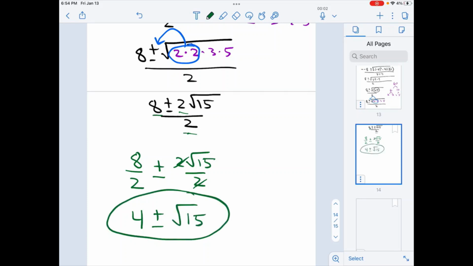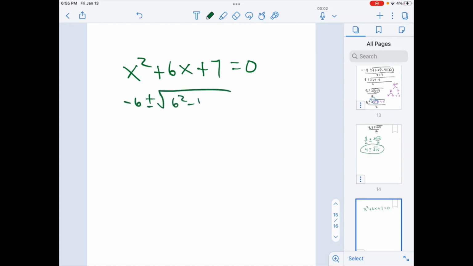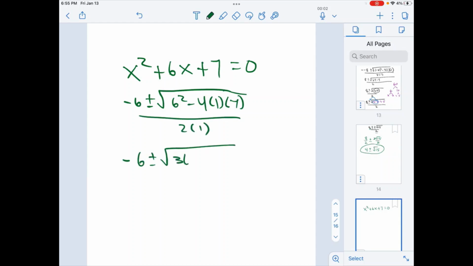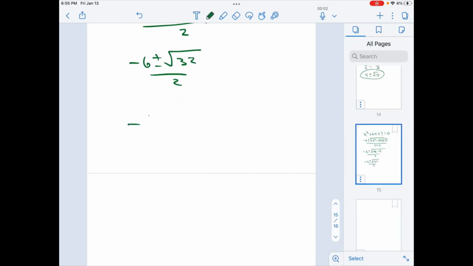Okay, now here's another one that's going to have the same kind of simplification at the end. X squared plus 6x plus 7. Okay, go give that a try. Okay, so let's go solve this really quick. Negative 6 plus or minus 6 squared minus 4 times 1 times 7 all over 2 times 1. So negative 6 plus or minus 36 minus 4 all over 2, which is negative 6 plus or minus the square root of 32 over 2.